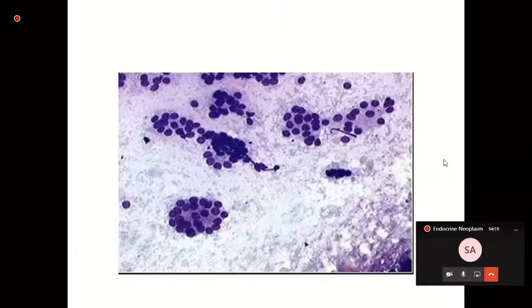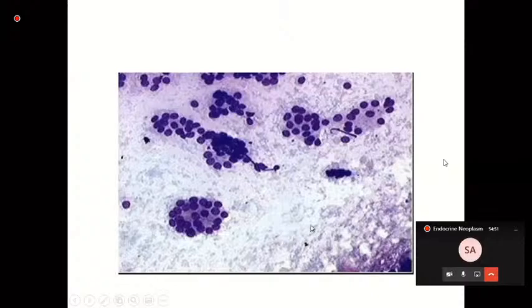But our case, look at this, our case. This is the patient who comes with a solitary nodule. What do you see here? Is it like the previous one? Cells are less abundant. And the cells are arranged like follicles, isn't it?